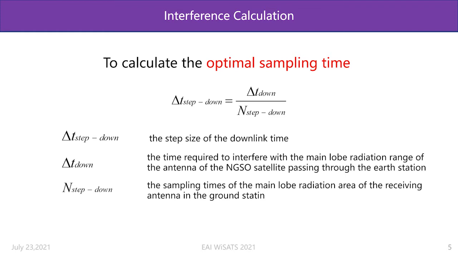The following formula is needed to calculate the optimal sampling time. And in the formula, there is the step size of the downlink time, the time required to interfere the main lobe radiation range of the antenna of NGSO satellite passing through the Earth station, and the sampling times of the main lobe radiation area of the receiving antenna in the ground station.